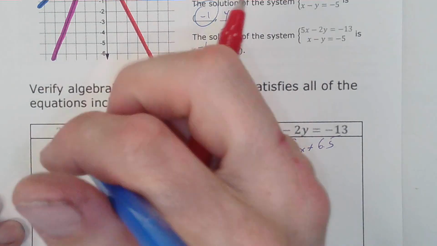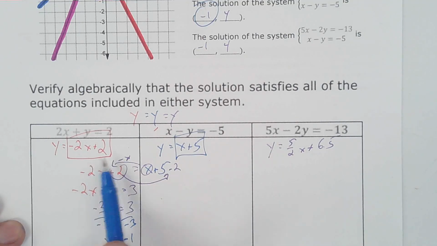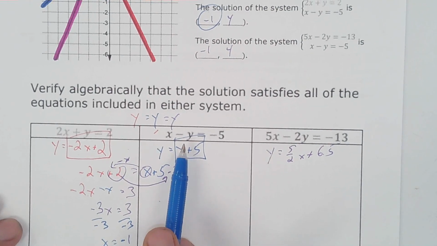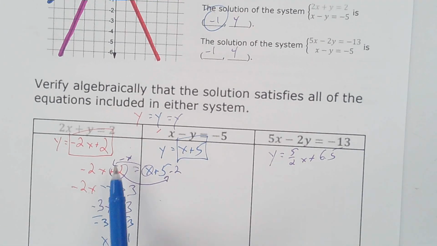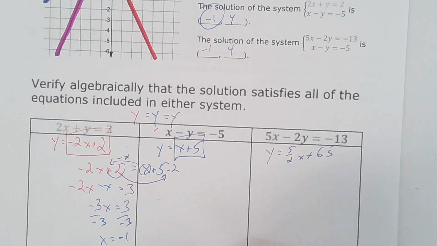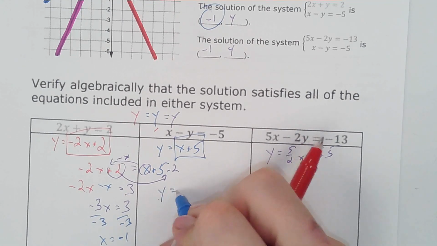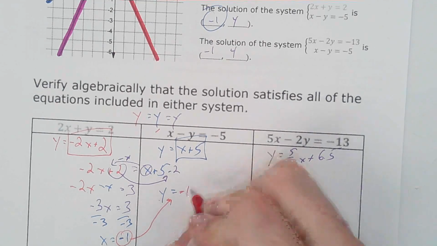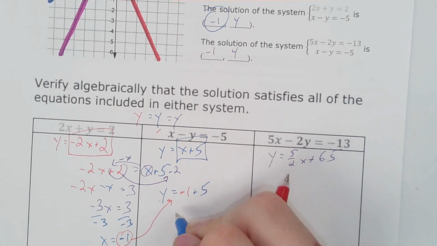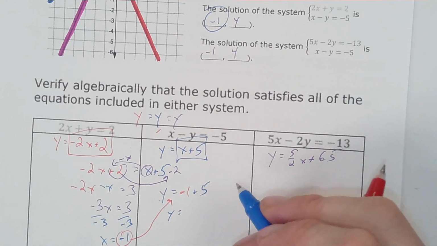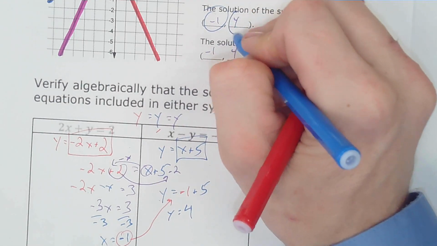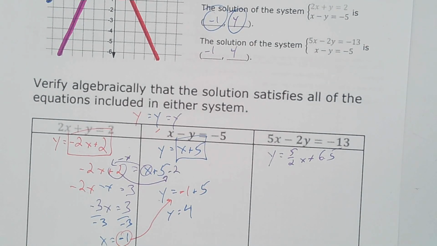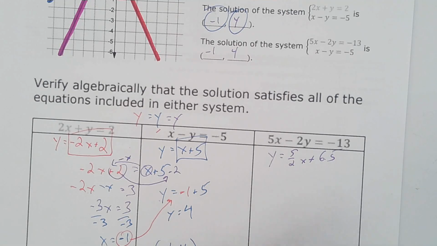Okay, now that I have x equals -1, I can plug it into either one of these equations to figure out my y value. I'm going to pick the easier one, x plus 5. So y equals, I'm going to bring this -1 up here, -1 plus 5, which equals 4. And you can see right there, our solution set is -1 and 4.